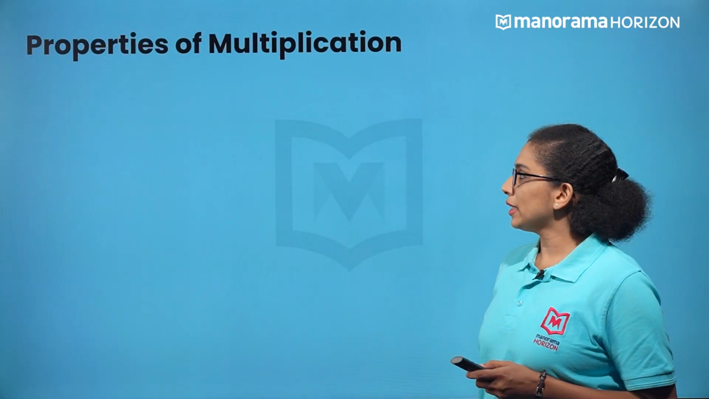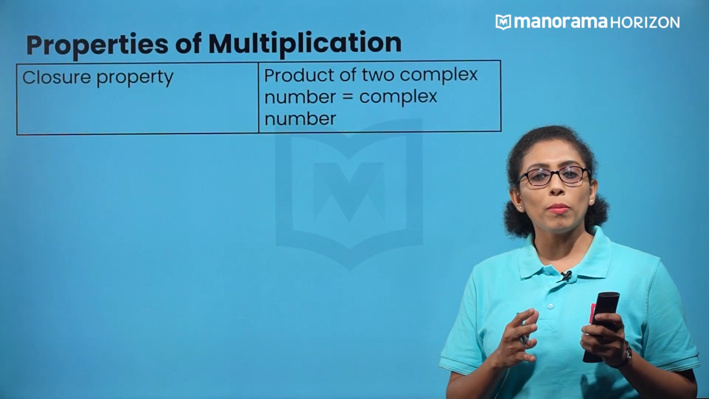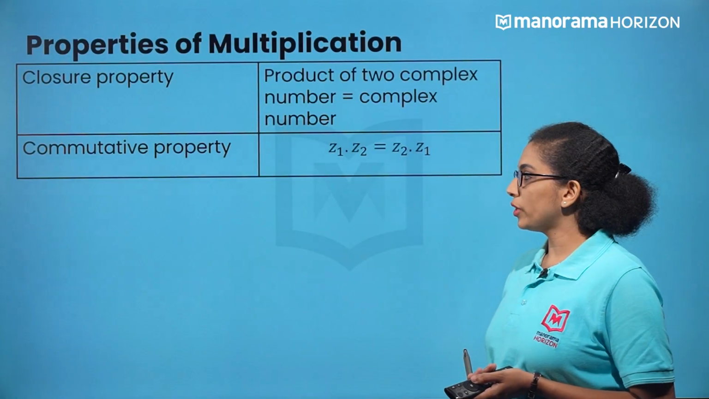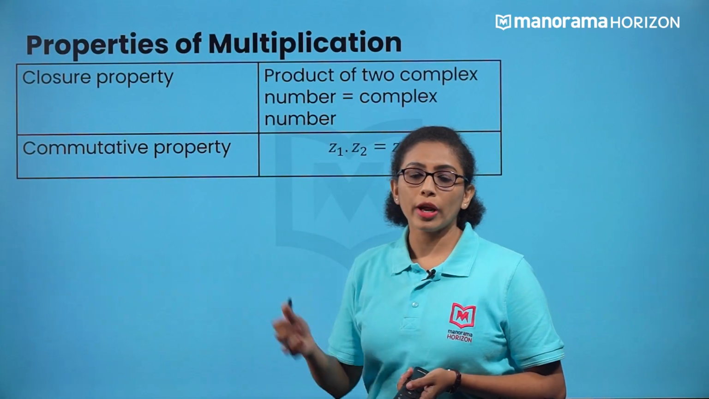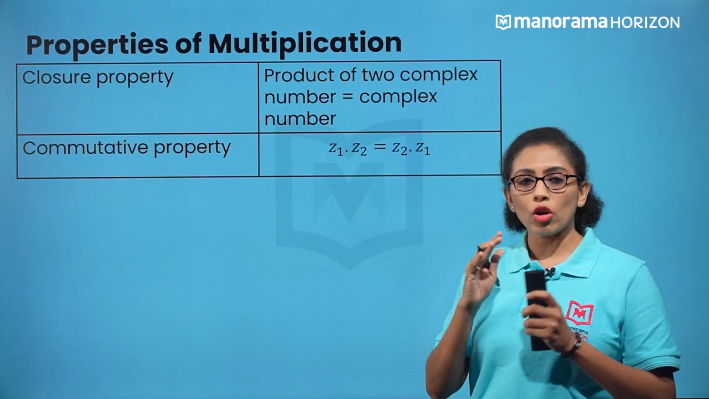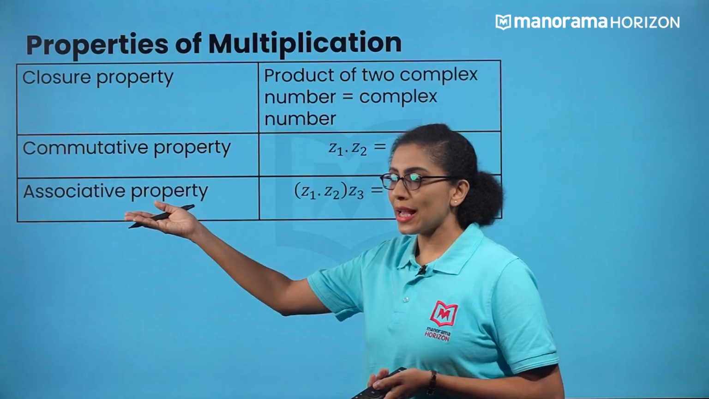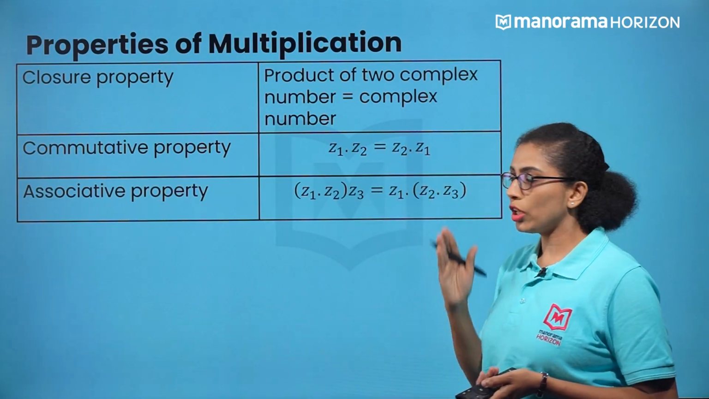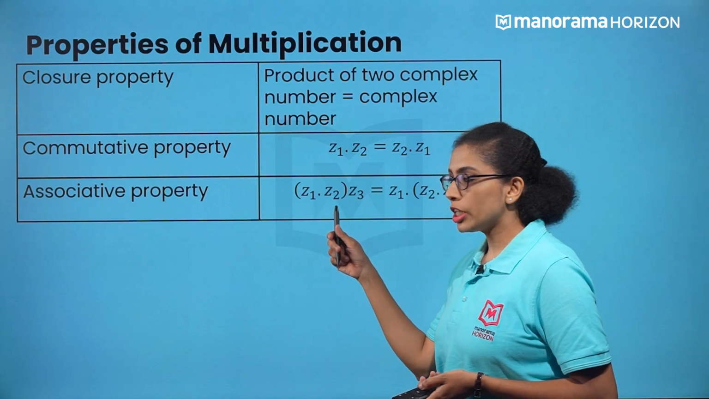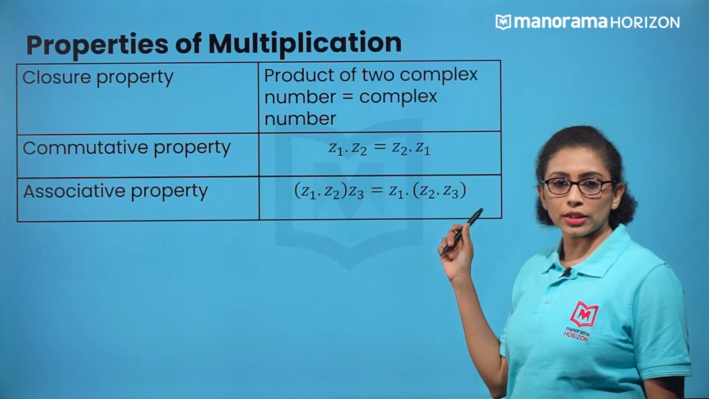The first property, that is closure property. It states that the product of two complex numbers is always a complex number. Second property, commutative law. For any two complex numbers Z1 and Z2, Z1 into Z2 will always be equal to Z2 into Z1. So, the third property, associative property. For any three complex numbers Z1, Z2, Z3, Z1 into Z2 into Z3 will be equal to Z1 into Z2, Z3.